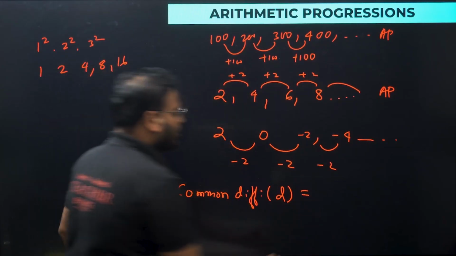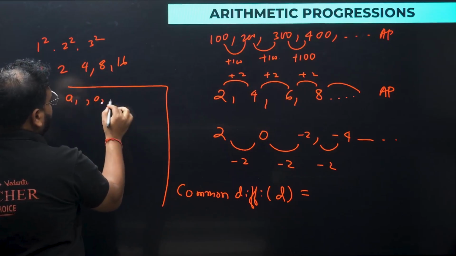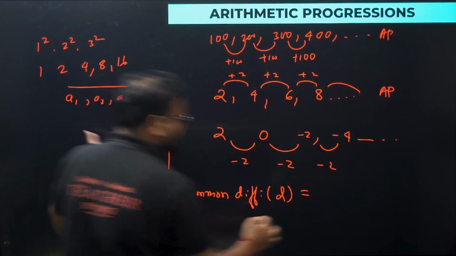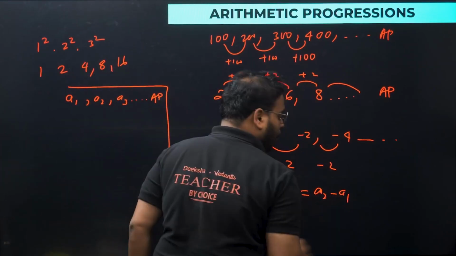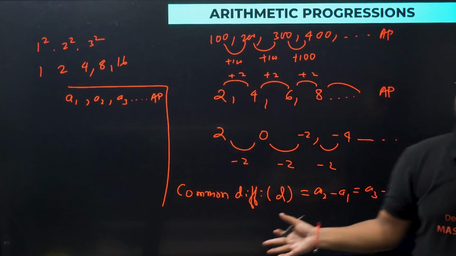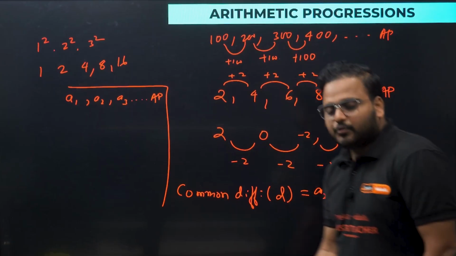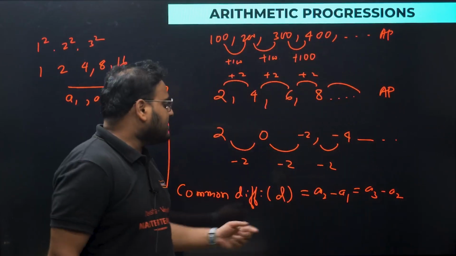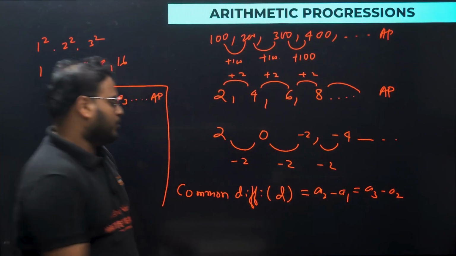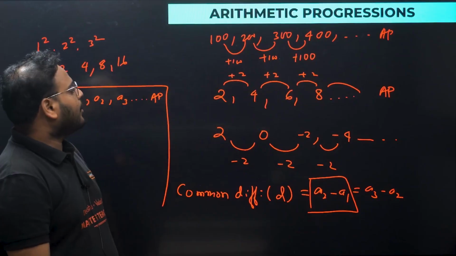Consecutive terms difference. Let's say I have terms written like this: a1, a2, a3, and so on in AP. Then the common difference is a2 minus a1, or a3 minus a2, and it keeps going till the terms available for you: a3 minus a2, a4 minus a3, and so on, okay? Whatever the number of terms given to you, the common difference is basically the difference of consecutive terms, a2 minus a1, a3 minus a2. This is the most important one. Just remember this, that's enough, a2 minus a1, okay?